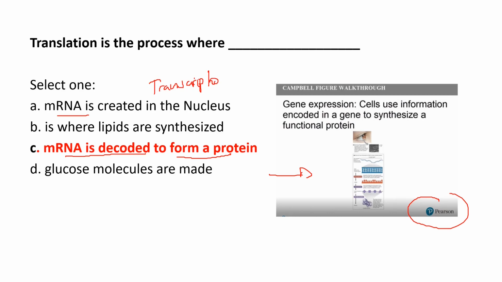Is where lipids are synthesized. This is not true. Translation doesn't have any relationship with lipids. And glucose, translation is a process where glucose molecules are made. This is not true. The glucose is made in other processes. So the only option will be C. That is, the messenger RNA is decoded to form a protein, and this process is called translation.